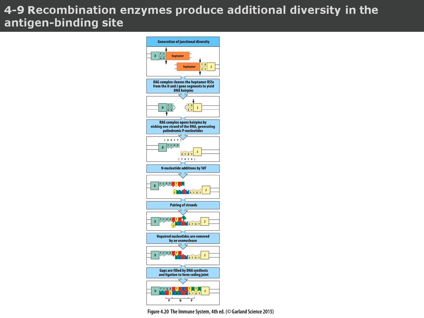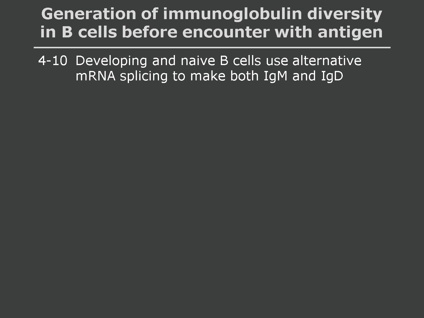Terminal deoxynucleotidyl transferase then adds random nucleotides to the ends of the joining segments, further increasing diversity. The single strands pair imperfectly. Unmatched nucleotides are trimmed away by exonucleases. Finally, DNA synthesis fills in any gaps, and the segments are joined together to form a complete coding region. This random addition and deletion of nucleotides at the joining junctions ensures that each B cell produces a uniquely configured antigen-binding site. Developing and naive B cells use alternative mRNA splicing to make both IgM and IgD.